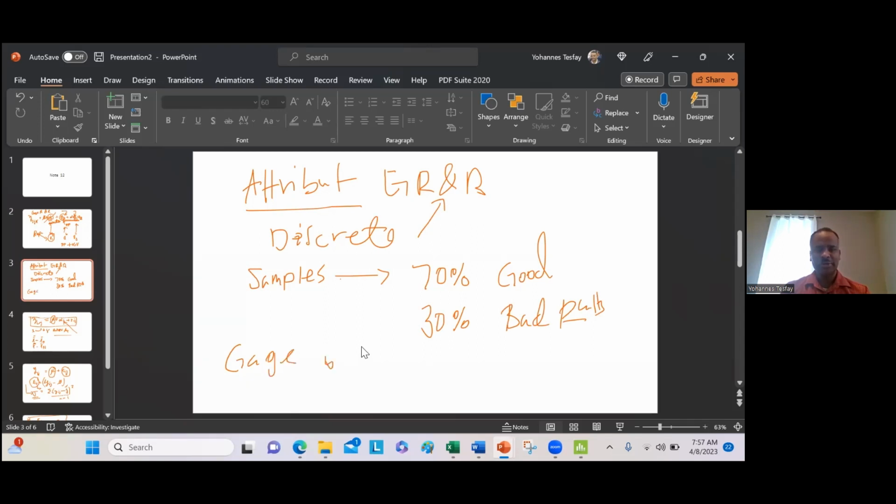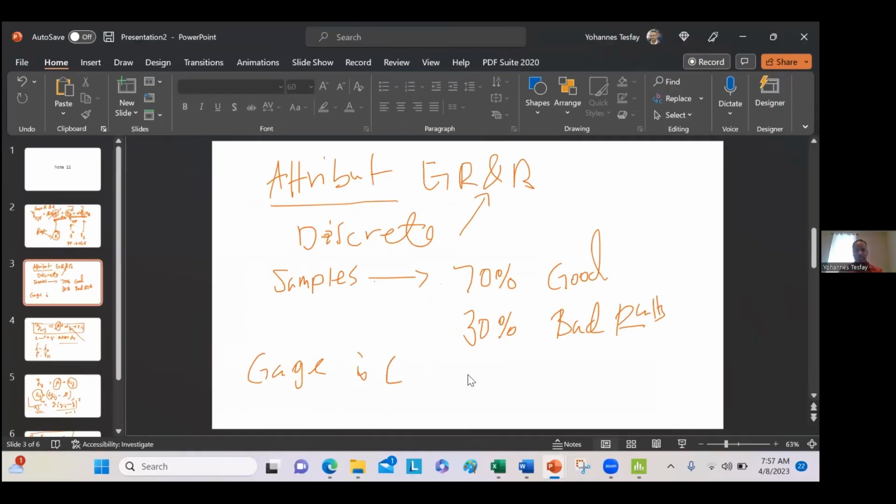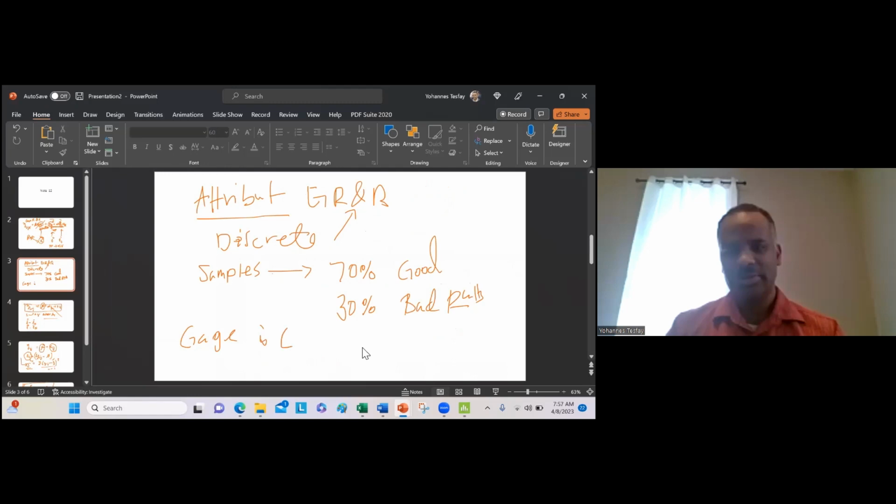Now your gauge is good or acceptable if and only if it predicts good as good and bad as bad, isn't it? That's what it is.